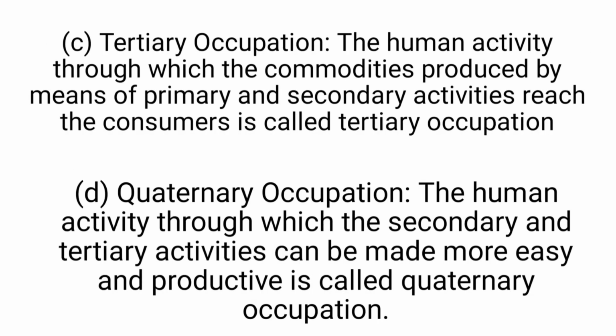3, tertiary occupation: the human activity through which the commodities produced by means of primary and secondary activity reach the consumer is called tertiary occupation. 4, quaternary occupation: the human activity through which the secondary and tertiary activity can be made easier and more productive is called quaternary occupation.